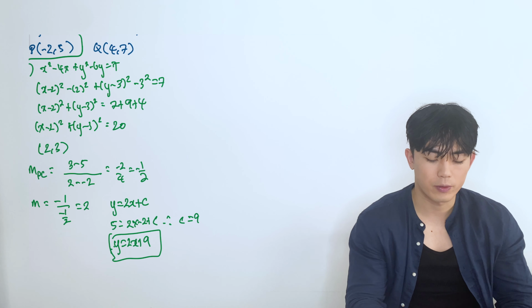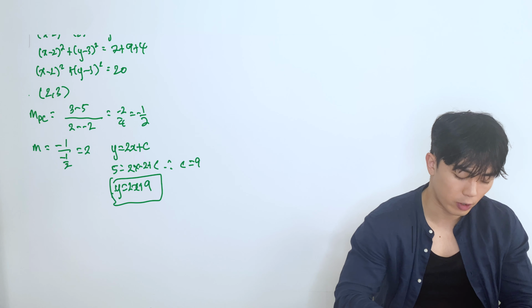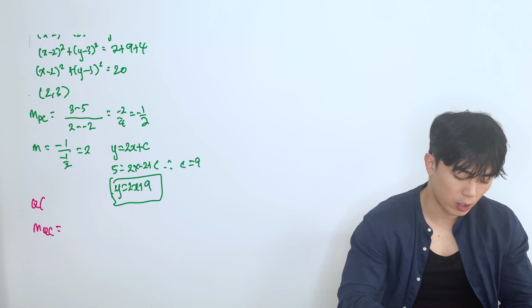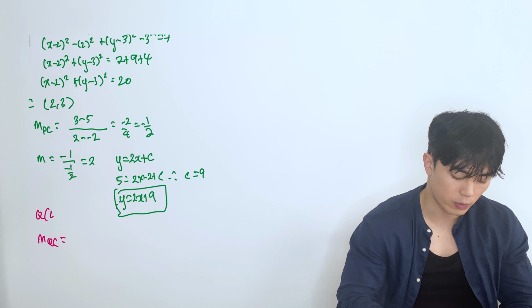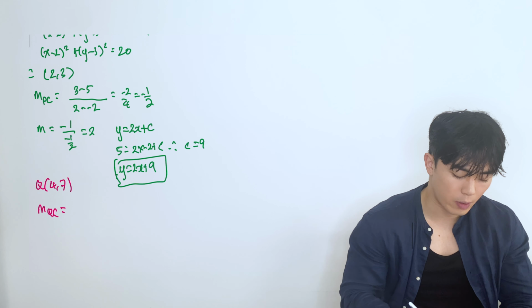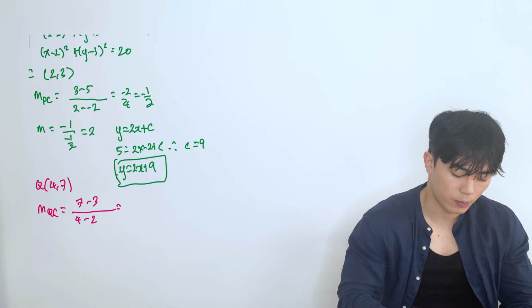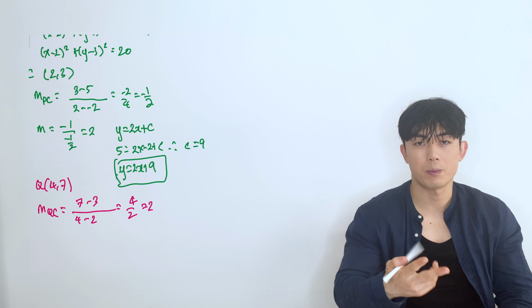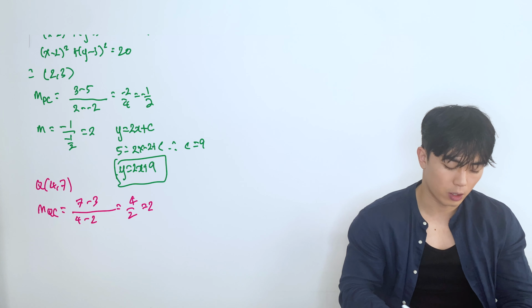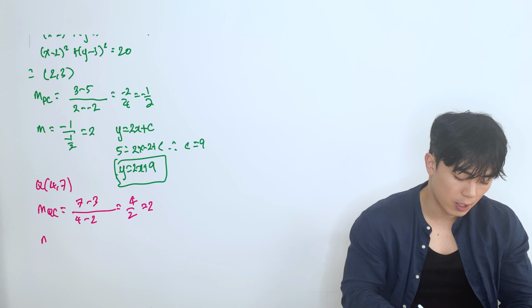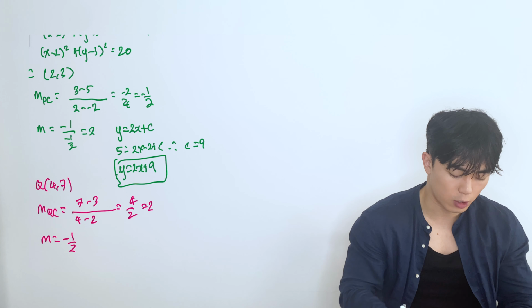Now it's the same thing to find the tangent at Q as well. So we need to find the initial gradient of Q to C. So Q's coordinate was (4, 7). So changing y over changing x, so (7 minus 3) over (4 minus 2). So we'll get 4 over 2, which is 2. Remember, once again, we have to flip it and multiply by minus 1, because it's perpendicular. So the gradient is going to be minus 1 over 2.